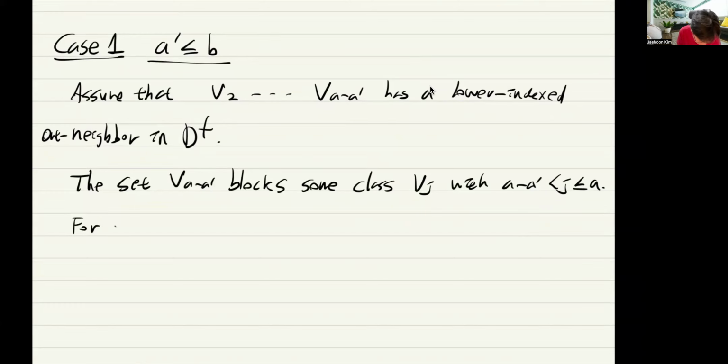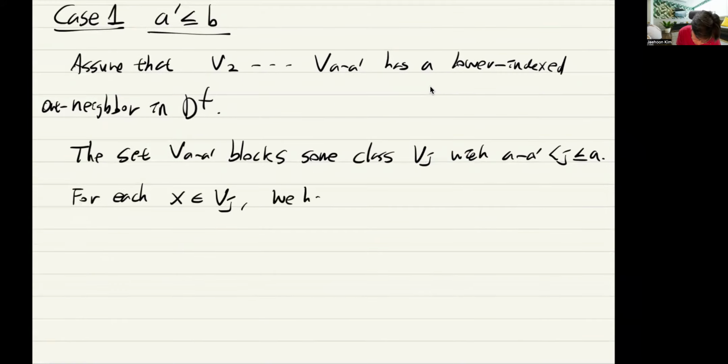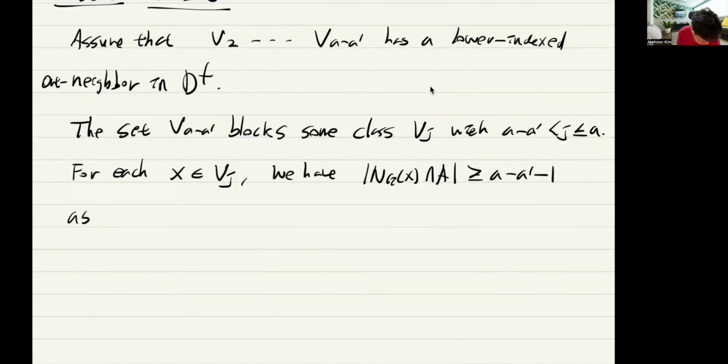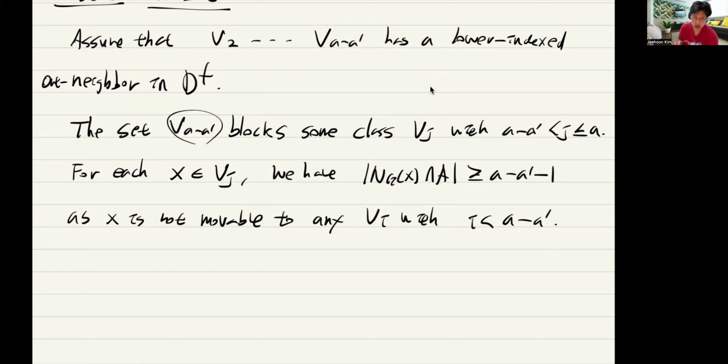Then for each x in this Vj, we have that the number of neighbors of it in A is at least A minus A prime minus 1, as this x is not movable to any Vi with i smaller than A minus A prime, because this last one blocks it.